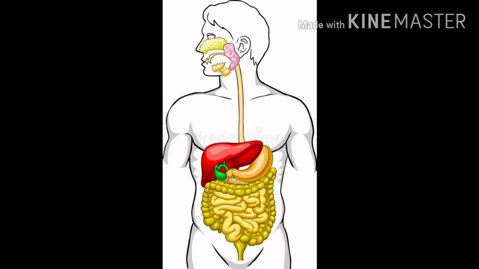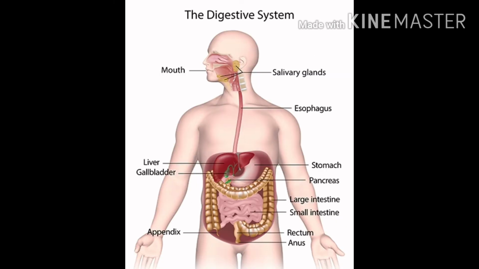Are you able to identify the diagram? Yes, this diagram is of the human digestive system, more appropriately called the alimentary canal. Can you recall some parts? Yes, I'll help you out.